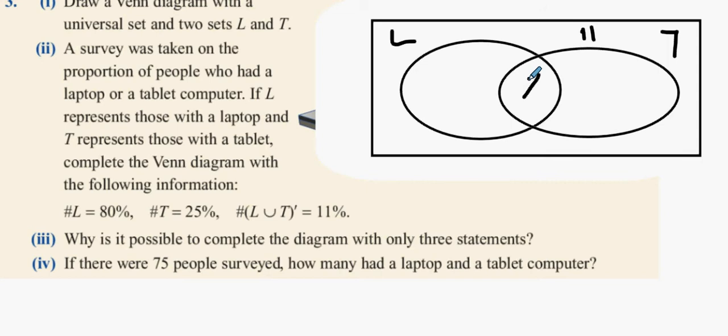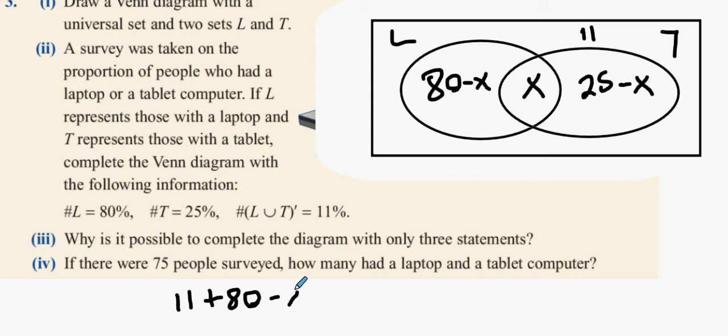Now what's the next thing we're going to do? X. Why do I need to put an X here? Were we given the intersection? No. So David, the best thing to do is put that X in the middle. Then 80 take away X. And then what else? Can anybody in the class tell me what all these regions have to add up to? I'd say all 4 regions have to add up to 100%. So 11 plus 80 take away x plus 25 minus x equals 100. Did I forget a section?